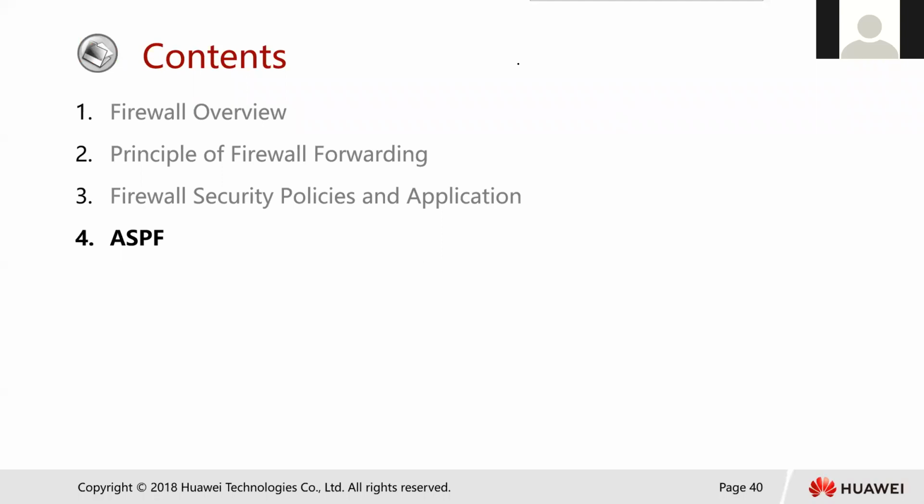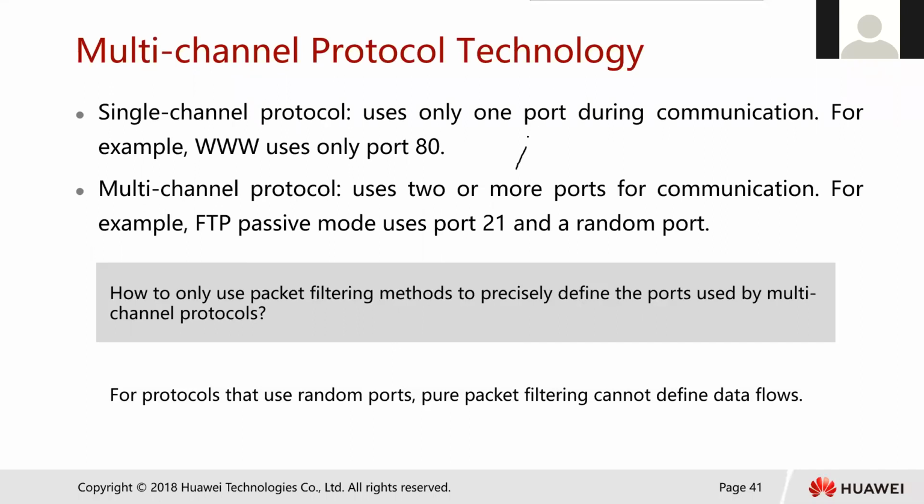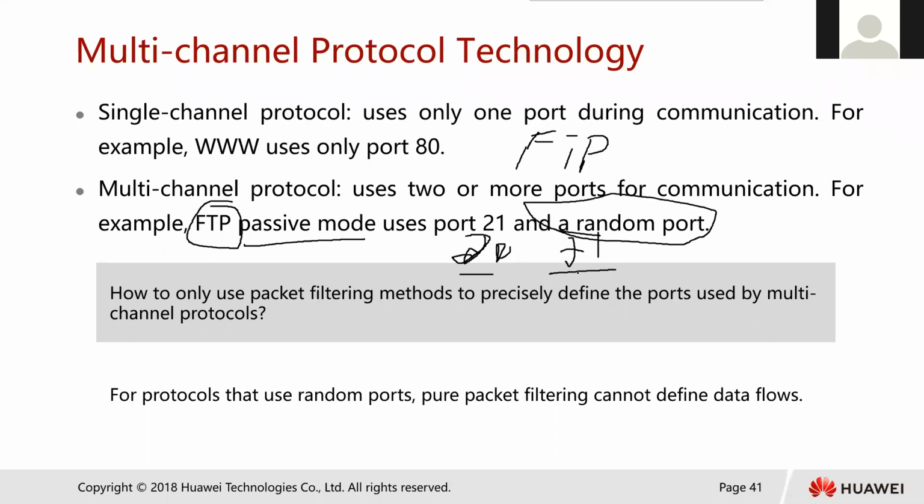And the next is about ASPF. ASPF is for multiple channel protocol technology. An example is FTP, because in FTP we have ports 20 and 21. If there are multiple channels, how can our security policies do the specific filtering? And in passive mode, it is not 20 and 21, it is a random port. When the port is random, how can we do the specific filtering?